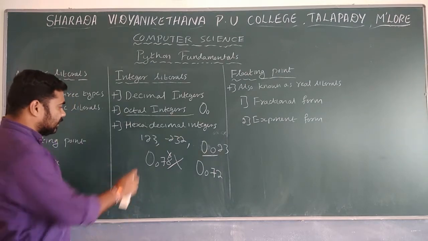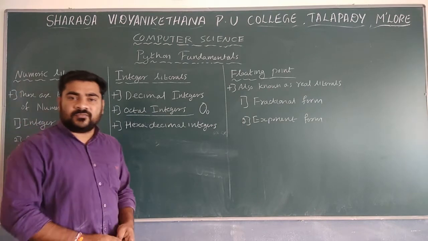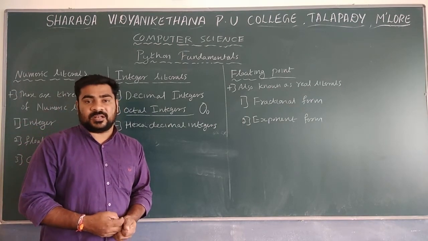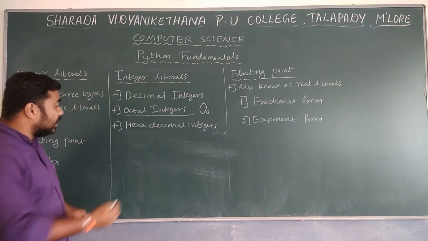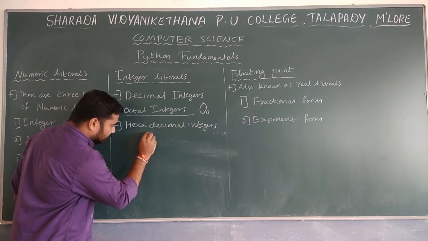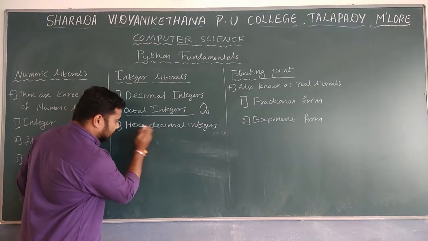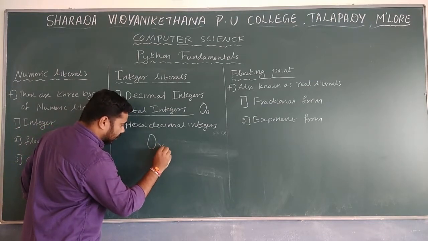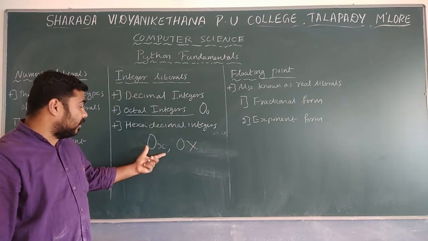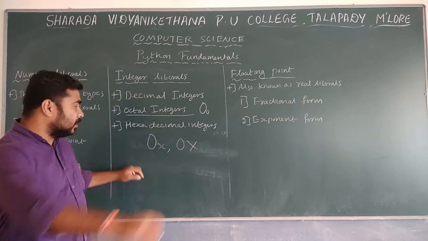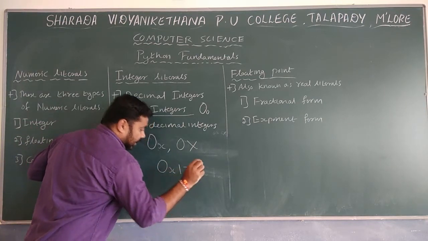The next type of number is hexadecimal. In the case of a hexadecimal number, it is preceded with 0x, a 0 with a small letter x, or a 0 with a capital X. So we can write a value like this: 0x138.